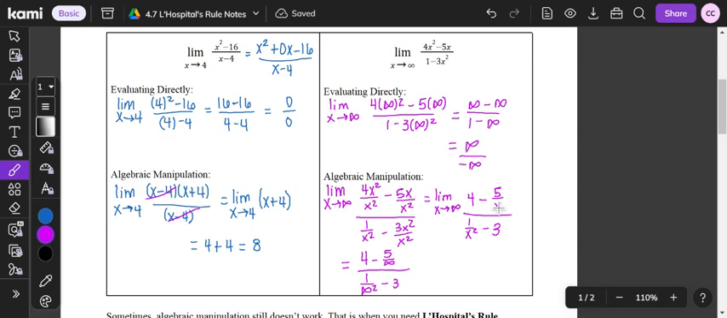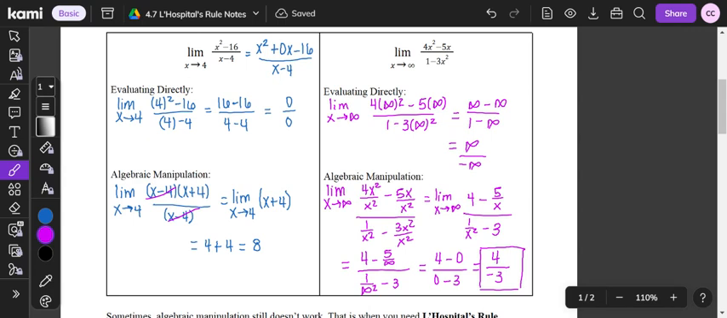So all I did was replace these x's with infinity. Well, I've got 4 minus 5 over infinity is 0. And then 1 over infinity squared, that's also 0. And when all is said and done, I end up with 4 minus 0, which is 4, over 0 minus 3, which is negative 3. Here is the limit.